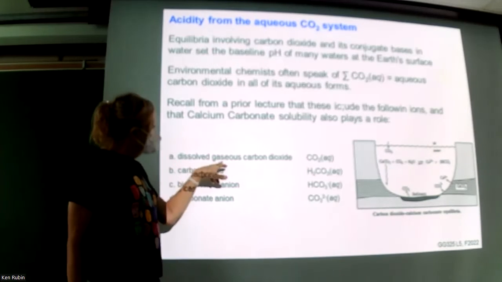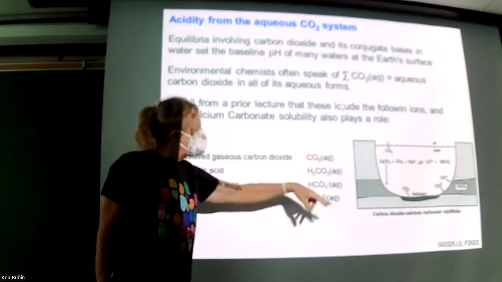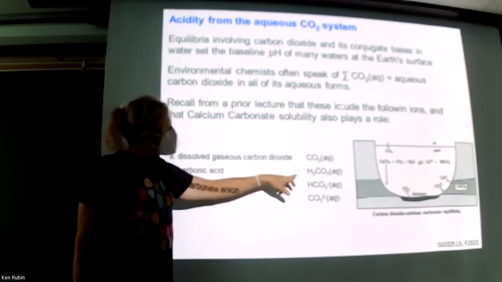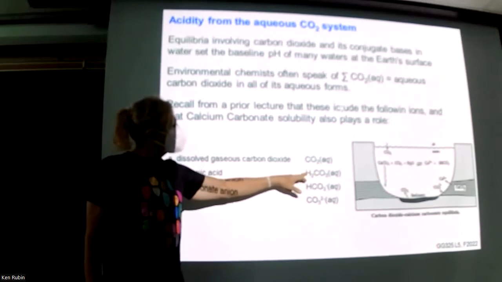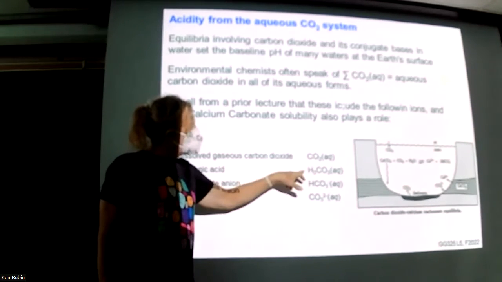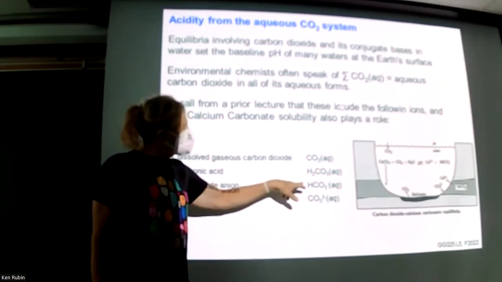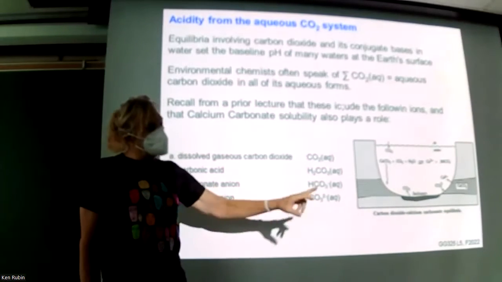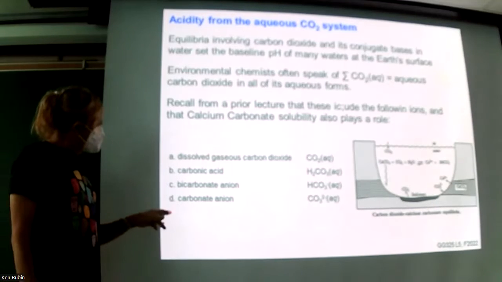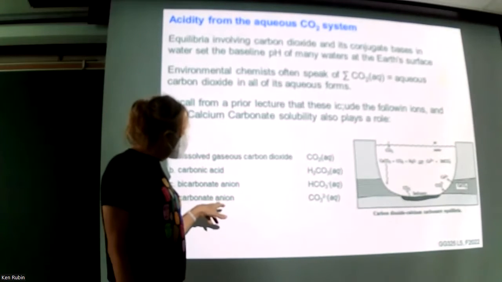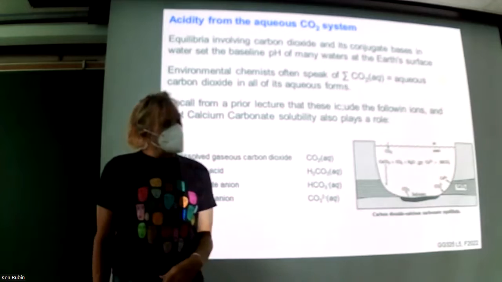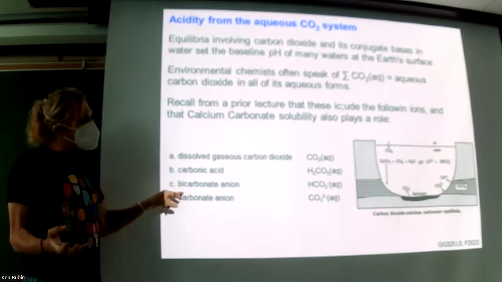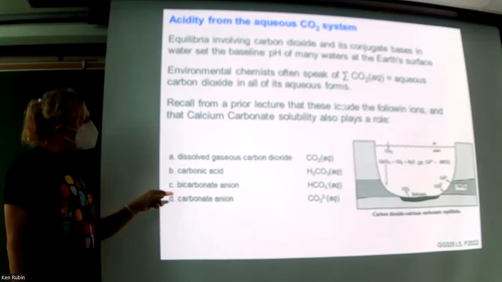Dissolved aqueous carbon dioxide is that, carbonic acid is that. Remember, this stuff is only fleetingly present. As soon as we dissolve CO2 in water, carbonic acid dissociates almost instantaneously to make bicarbonate ion, HCO3 minus, which can also dissociate to make carbonate anion, CO3 2 minus. So especially the distinction between bicarb and carb are two important things to make sure you know.